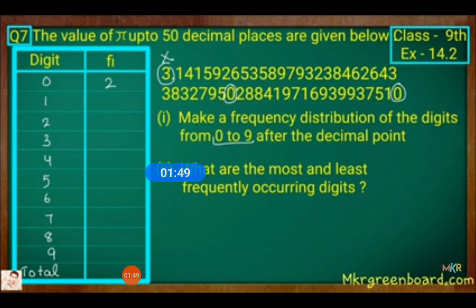2. In the same way, you will count the digit 1. 1, 2, and then 3, 4, 5. So you will write here 5. The digit 1 has occurred 5 times.